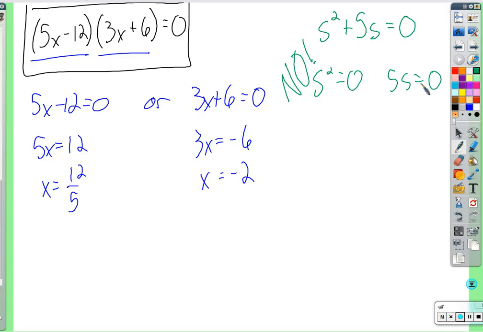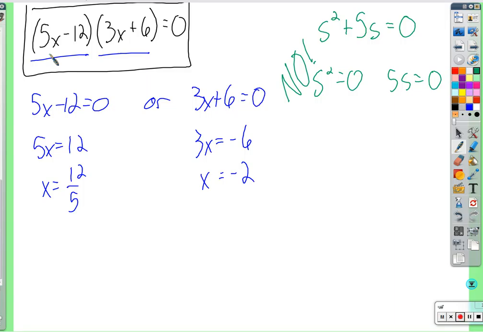Because it's adding. There's no guarantee that s squared is zero and that 5s is zero. All I need from s squared and 5s is for them to be opposites somehow, right? So that when you add them together, you get zero. So, no, s squared is not guaranteed to be 0, and 5s is not guaranteed to be 0. But over here, when they're multiplied, I can guarantee one of those is 0 because I'm multiplying them together and getting 0. You see the difference?